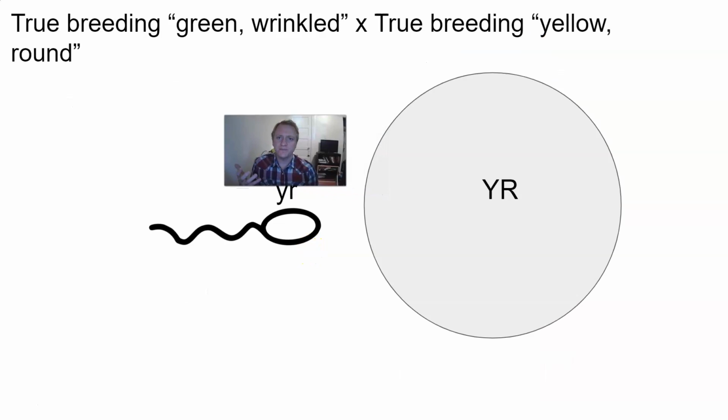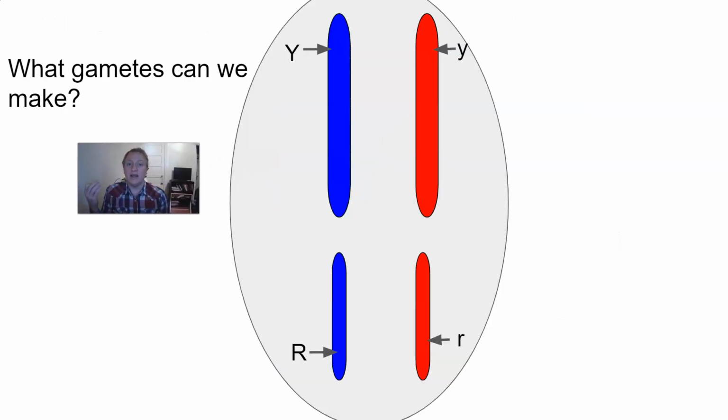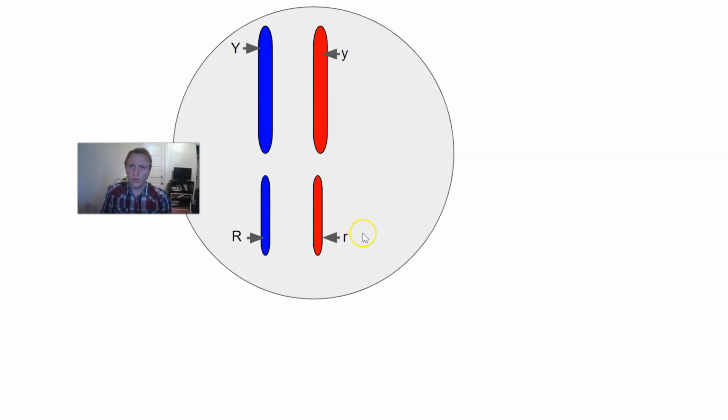But what kind of organism is going to result when we cross these two, when we take a true breeding yellow round and breed it with a true breeding green wrinkled organism? What you're going to wind up with is a heterozygote, a capital Y, capital R, lowercase y, lowercase r. This is going to be heterozygous for both traits. And what kind of gametes can this heterozygous individual make?